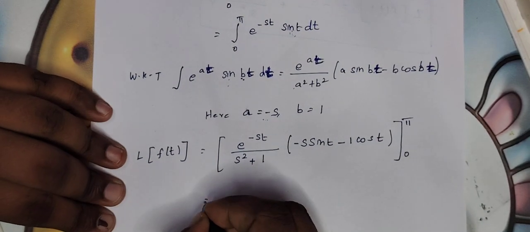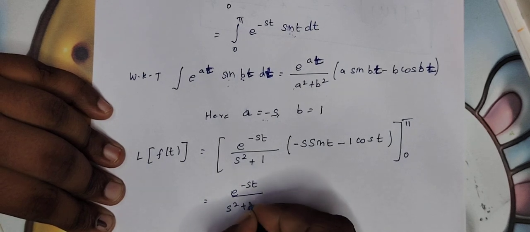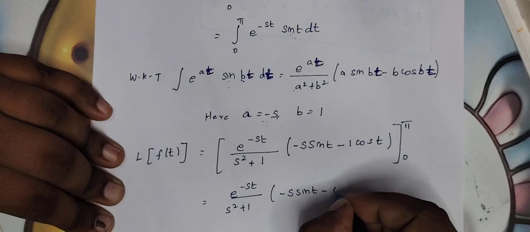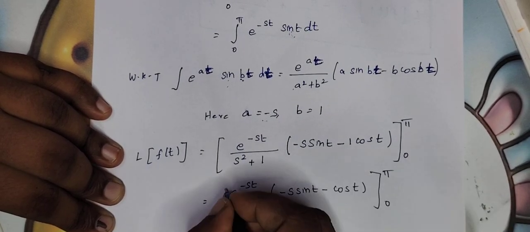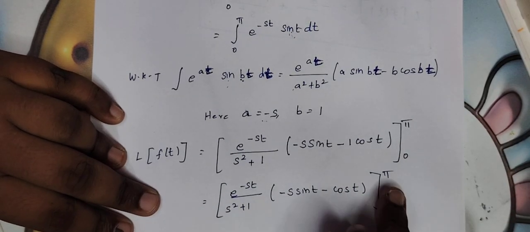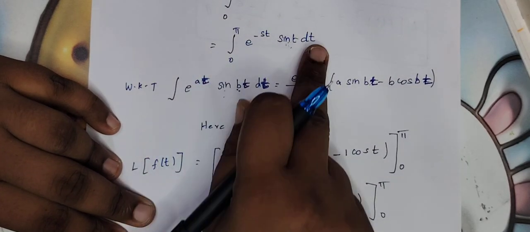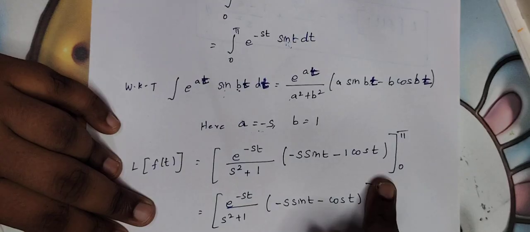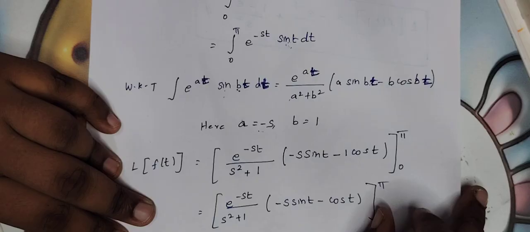Okay, so this will be equal to e power minus st divided by s square plus 1 into minus s sin t minus cos t. Here the limits are 0 to pi. So the limits should be applied in place of t. We have integrated with respect to t, right? So here the upper limit and the lower limit will be substituted in place of t only.